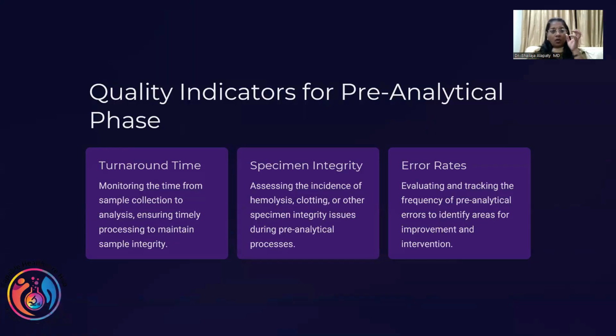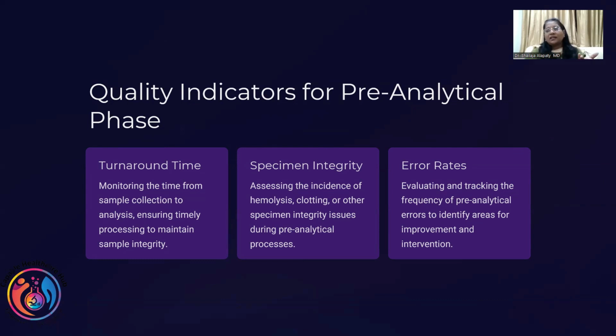So, all the quality indicators: turnaround time, monitoring the time from sample collection to analysis, timely processing, ensuring no hemolysis, clotting. Even if you're taking a swab, whether they have put it on the slide properly, whether they have dried it properly, have they sprayed it properly. Whether they've gone for FNAC, have they aspirated the material properly, or is there no material over there which is aspirated? When they're taking a swab, have they collected the swab properly?